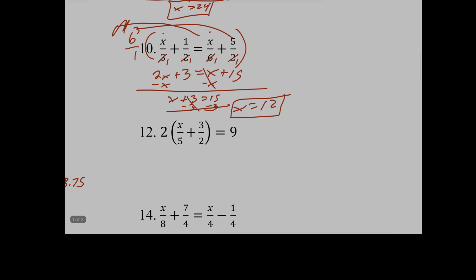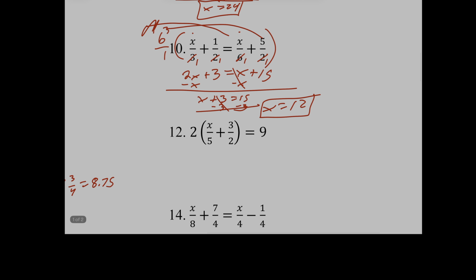Okay? Let's go on to number 12. So first thing I'm going to do is I'm just going to multiply, because multiplying with fractions isn't hard. You just multiply numerator and denominator. 2x over 5 equals 6 over 2.